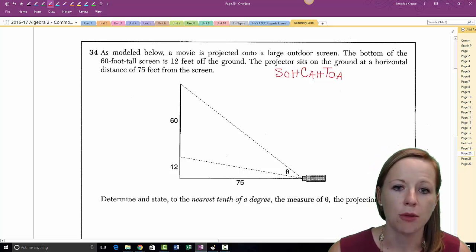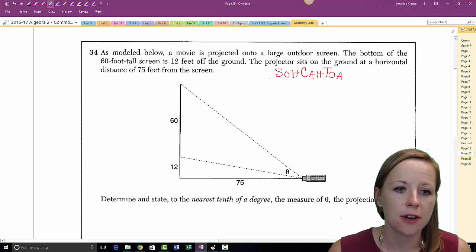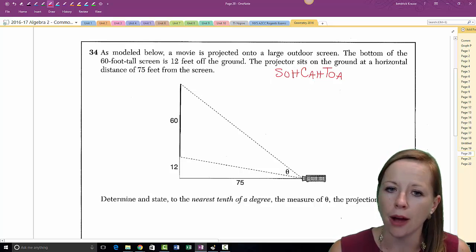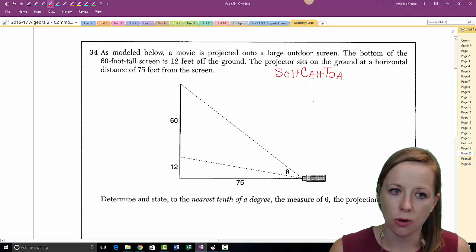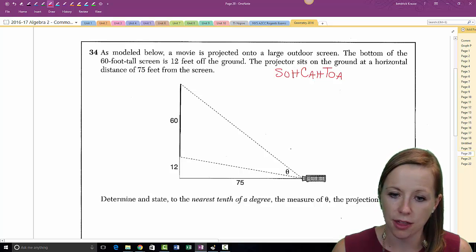As modeled below, a movie is projected onto a large outdoor screen. The bottom of the 60-foot tall screen is 12 feet from the ground. The projector sits on the ground at a horizontal distance 75 feet from the screen. Okay, fine. Determine and state to the nearest tenth of a degree the measure theta of the projection angle.